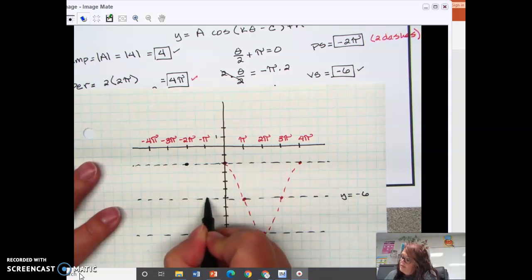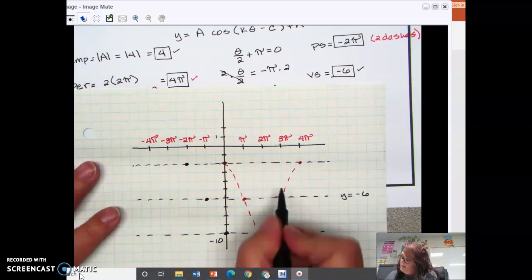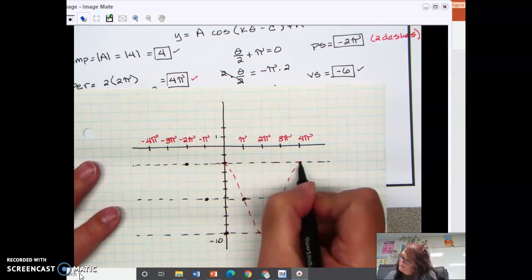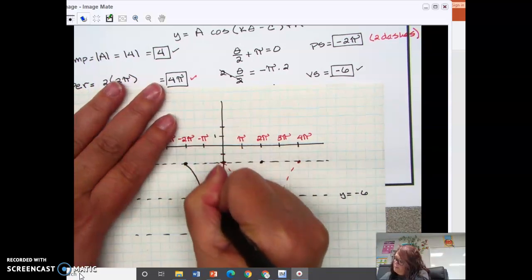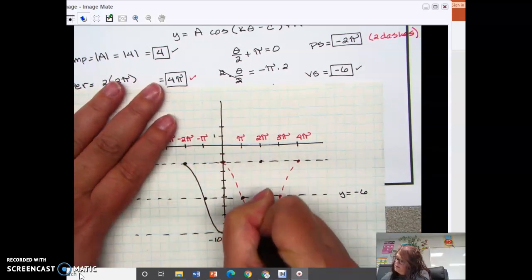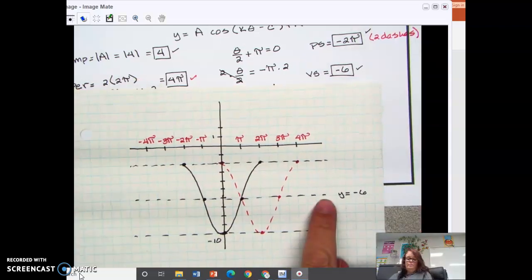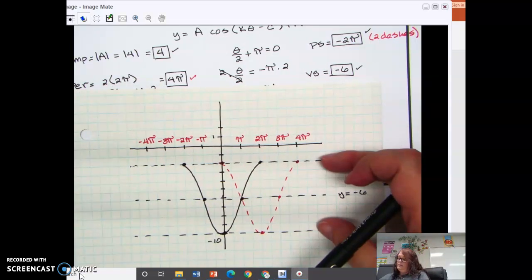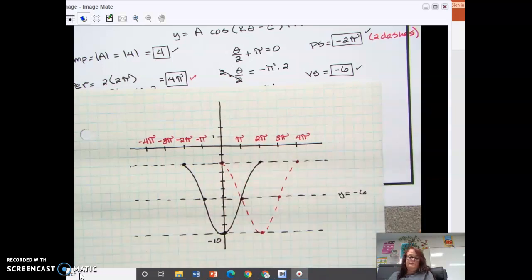Here, 1, 2 dashes to the left. At the bottom, 1, 2 dashes to the left. Here, 1, 2 dashes to the left. And here, 1, 2 dashes to the left. And so we would end up with the cosine function looking like this. And so I've taken care of my midline, my amplitude, my period, and my phase shift.